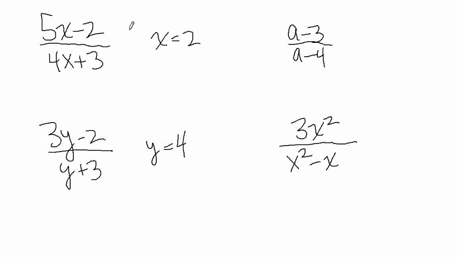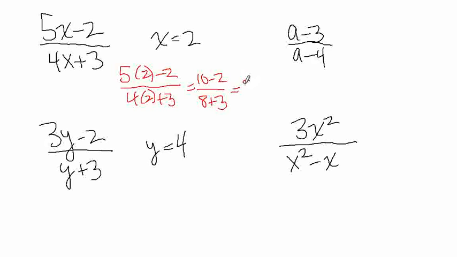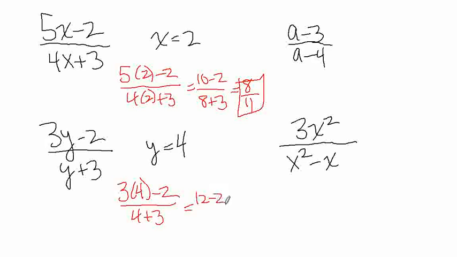Okay, I'll go ahead and do these myself. So for the first example, I replace x with 2, and what do I get? I get on top, I get 10 minus 2. On bottom, I get 8 plus 3. So I get 8 over 11. Okay? For the bottom example, I replace the y with a 4. So 3 times 4 minus 2, all over 4 plus 3, gives 12 minus 2 over 7, or 10 over 7.